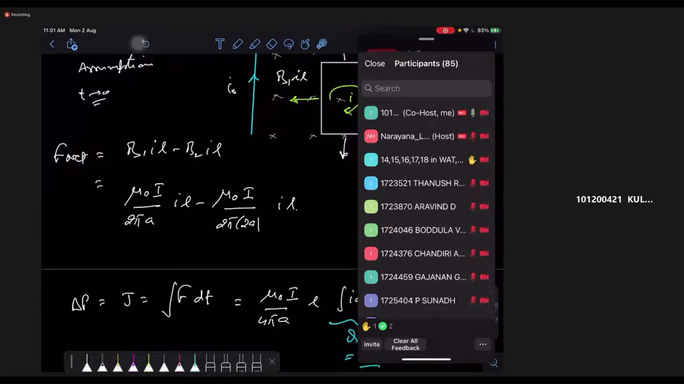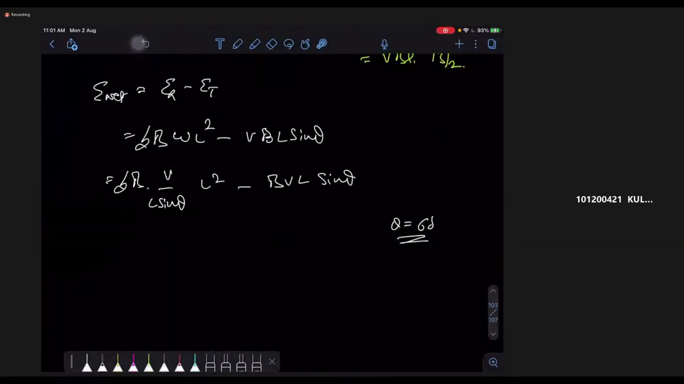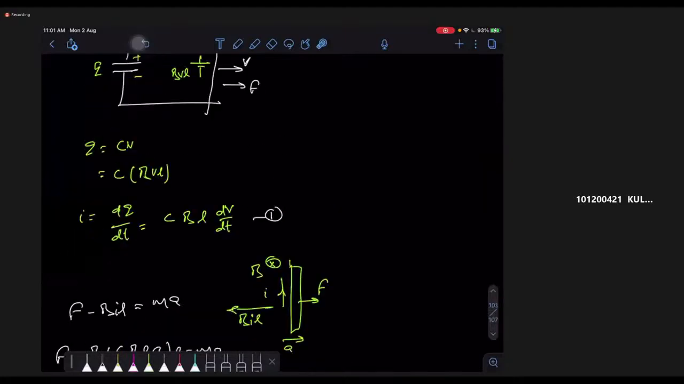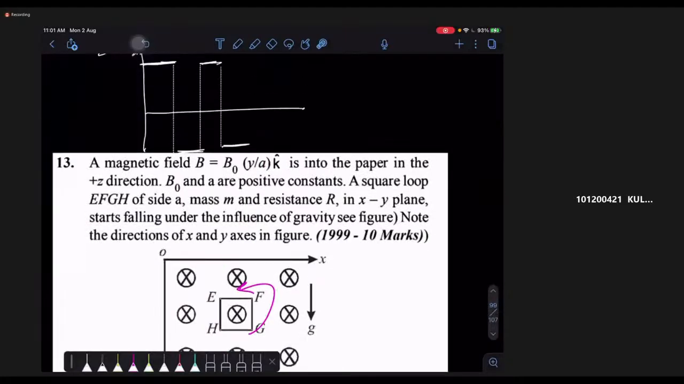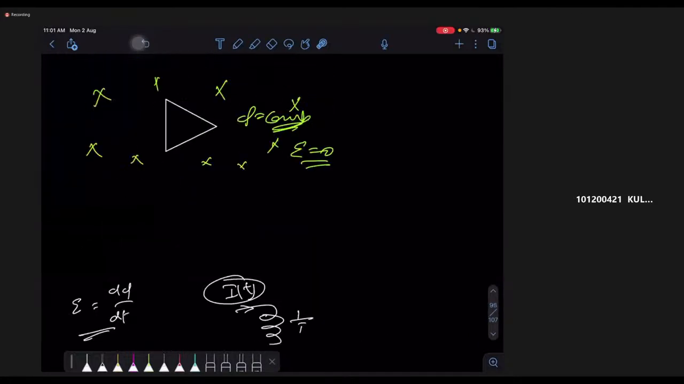Right. So this week we continue our EMI, and for this week we have the circuit part. Last class I told you the concept of inductance. So this week we continue with that concept of inductance. So quickly let me revise the concept of inductance.